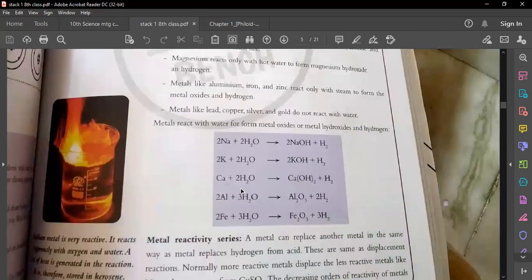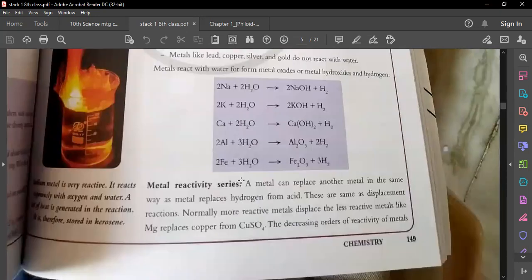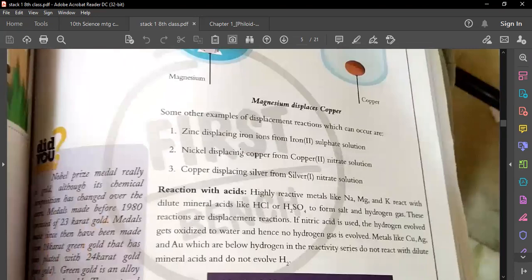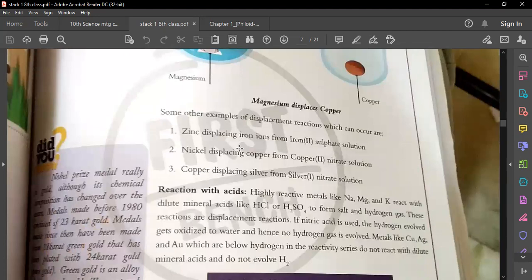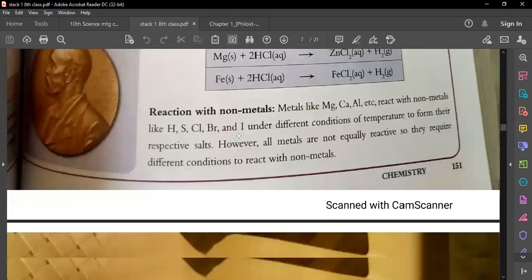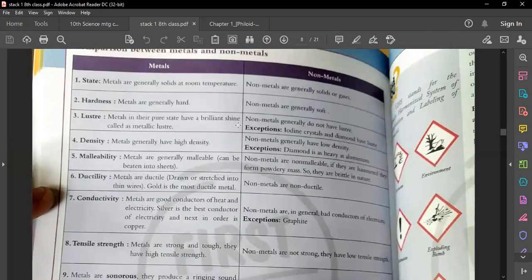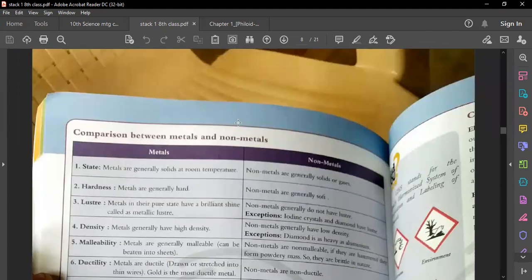So you can see one diagram here on the left side. When you keep sodium in water, it will form an explosive mixture. Displacement reaction finished. Okay, reaction of metals with the acids. What will happen? One minute, please. Already we discussed this, right? The comparison between metals and non-metals finished already yesterday itself.